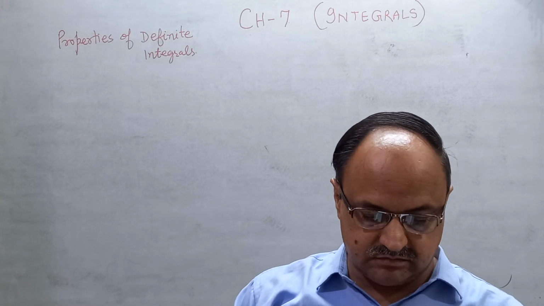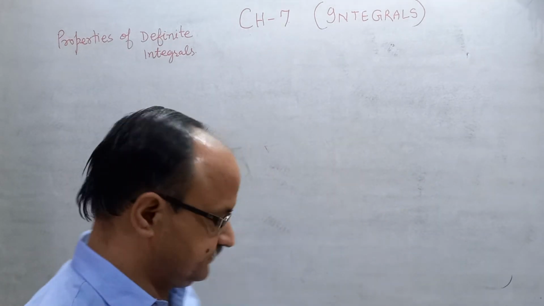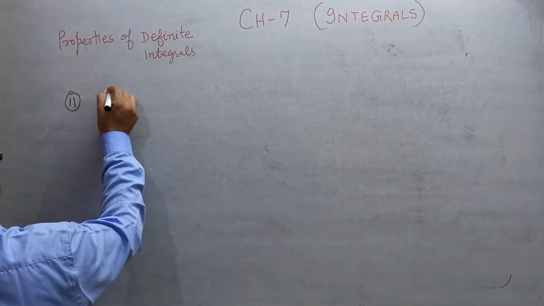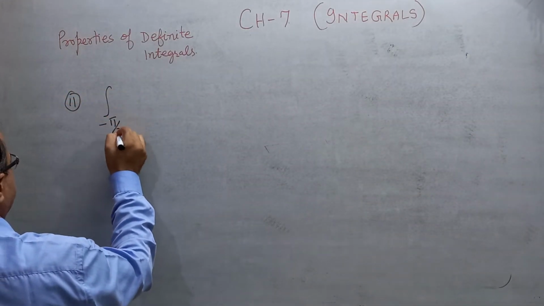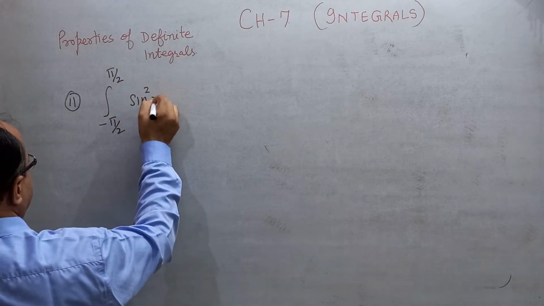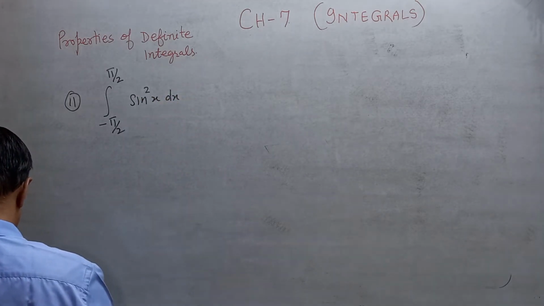Next question, number 11: integration from minus pi by 2 to pi by 2 of sin square x dx. Clear?